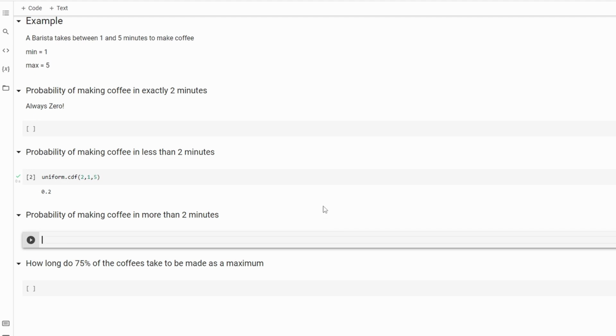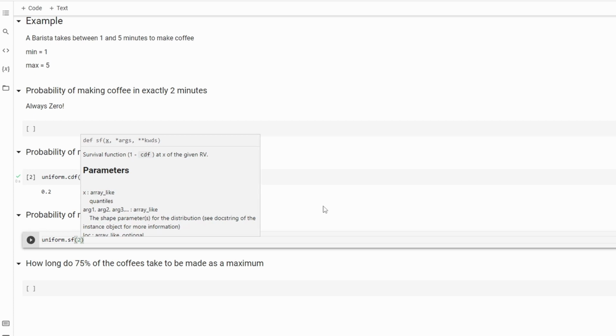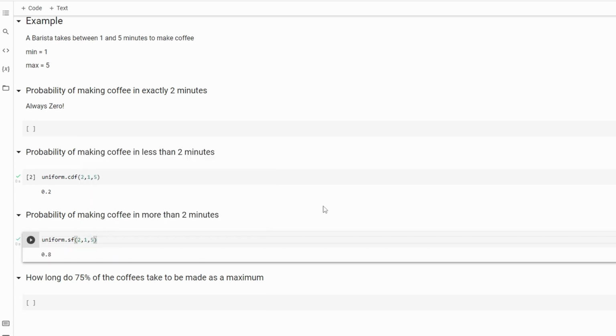Next one is probability of making coffee in more than 2 minutes. We type uniform.sf. Same thing here. Run, and as you can see, it's 0.8 because SF is basically 1 minus CDF.